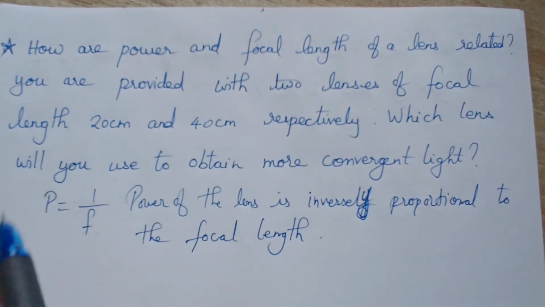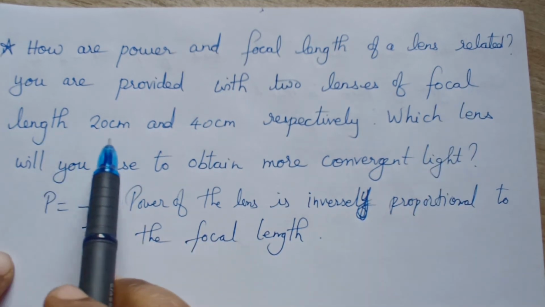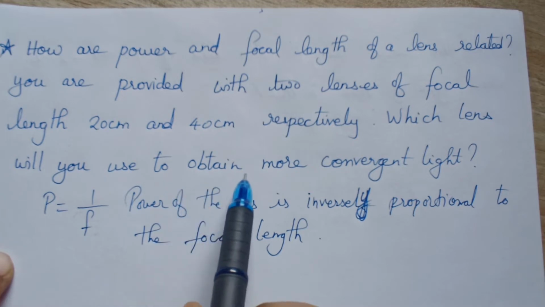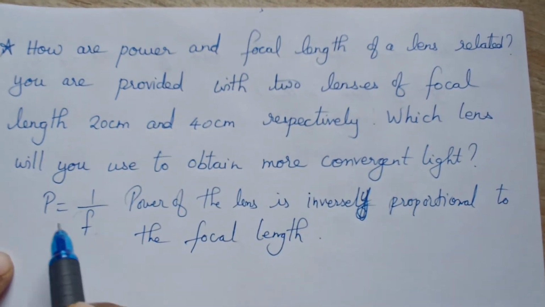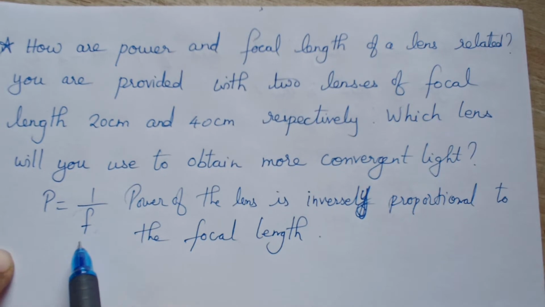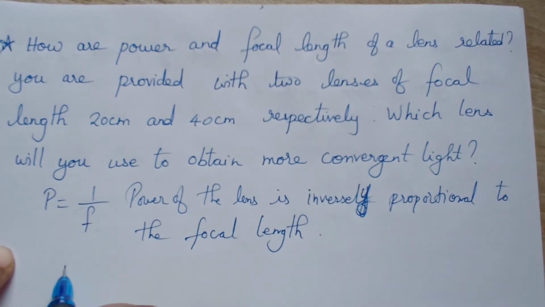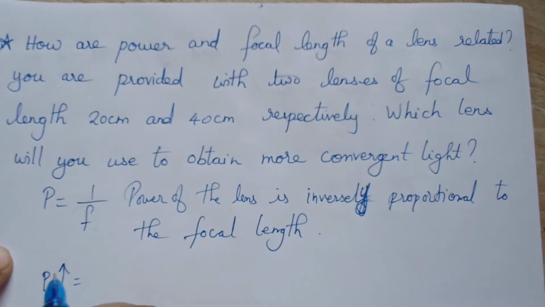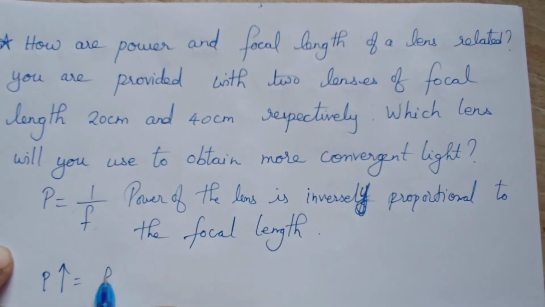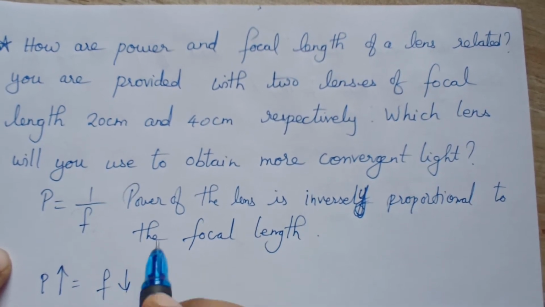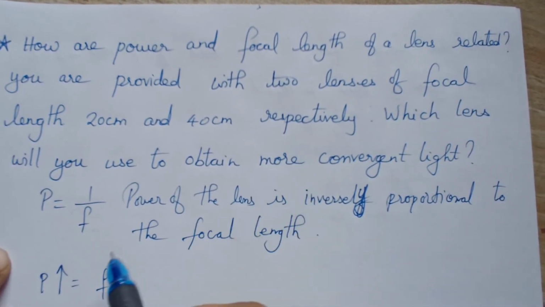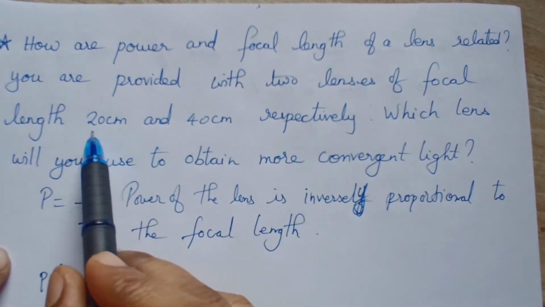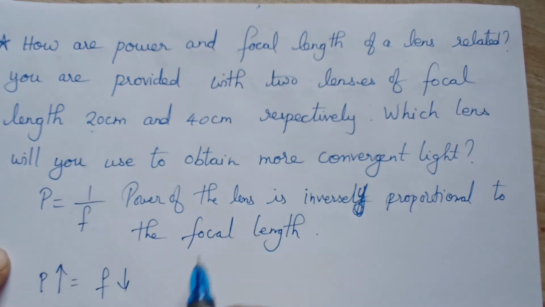Then the second part of the question is, you are provided with two lenses of focal length 20 centimeter and 40 centimeter respectively. Which lens will you use to obtain more convergent light? Okay, you know that it is inversely proportional. For more convergence, you need more power, which means your focal length will be less, right? So which lens will give the more converging power? The smaller focal length is 20 centimeter.